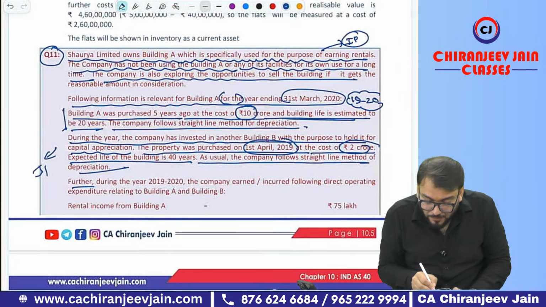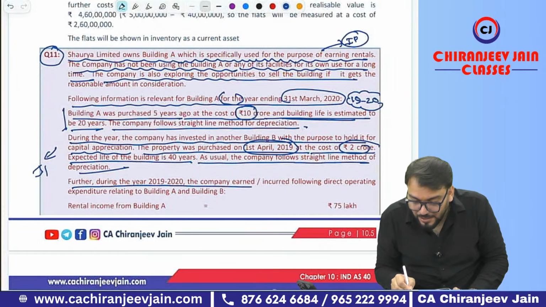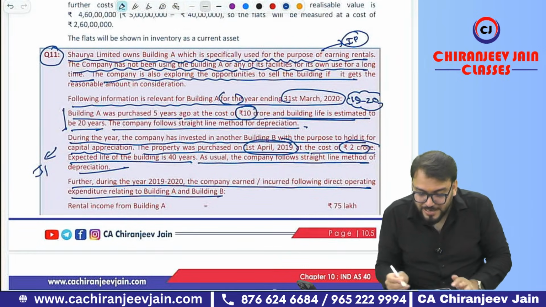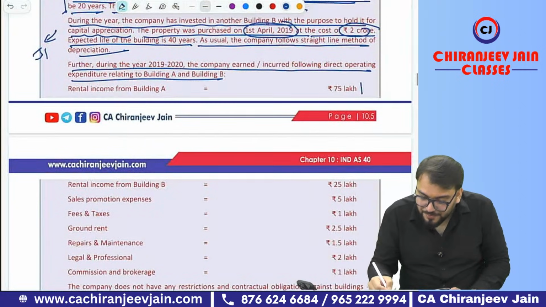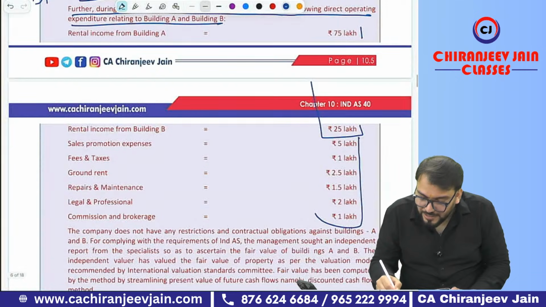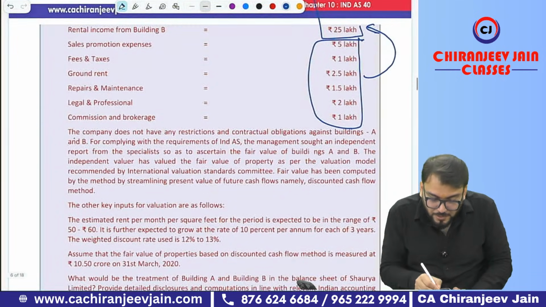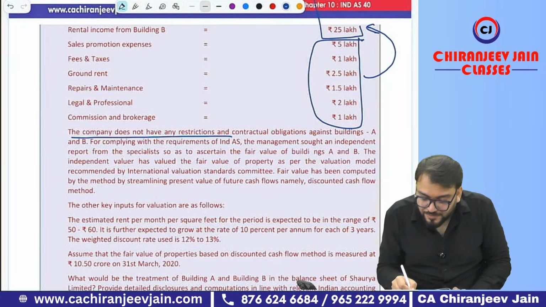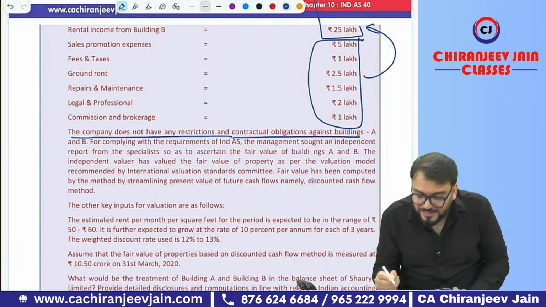Okay, sir. Further, during the year 1920, the company incurred the following direct operating expenditure relating to building A and building B. You can see 75 lakh and 25 lakh is rental income. And then these are the operating expenses given to generate this rental income. The company does not have any restriction or contractual obligation against the building.